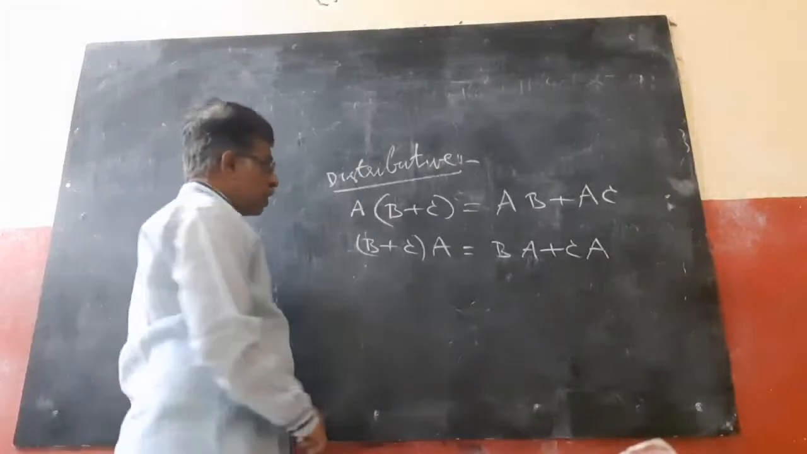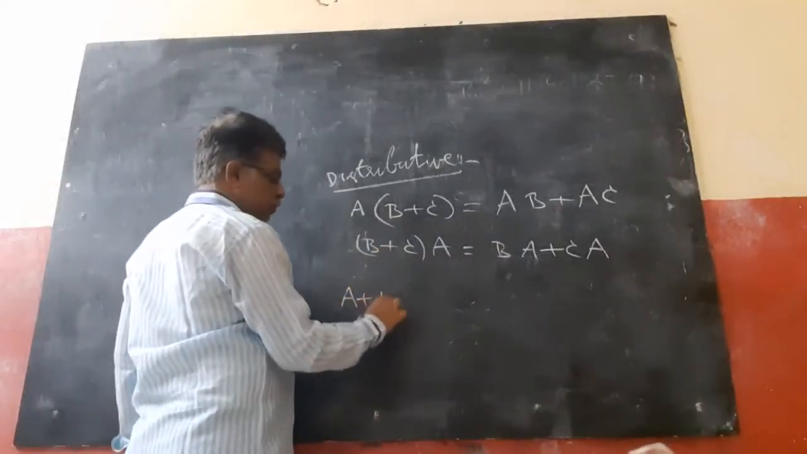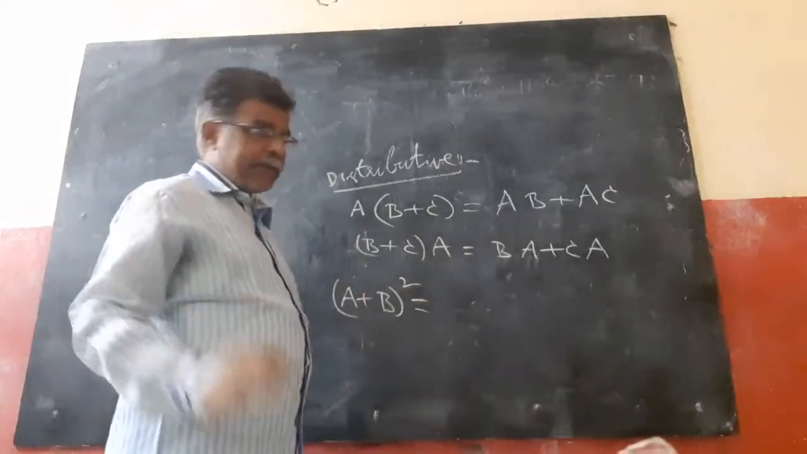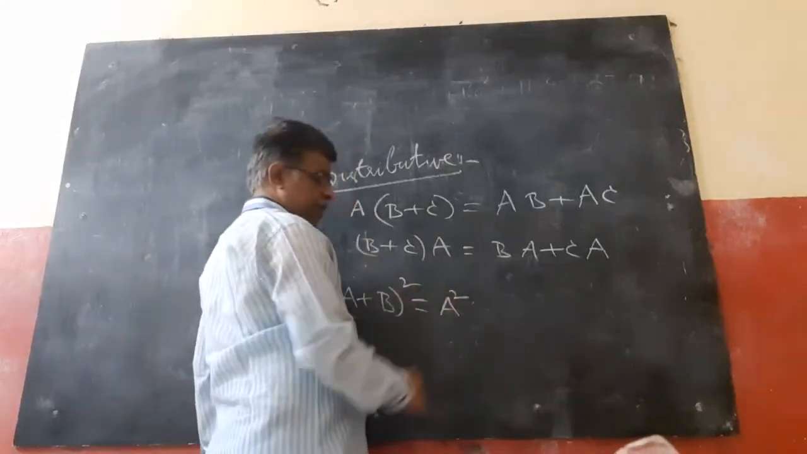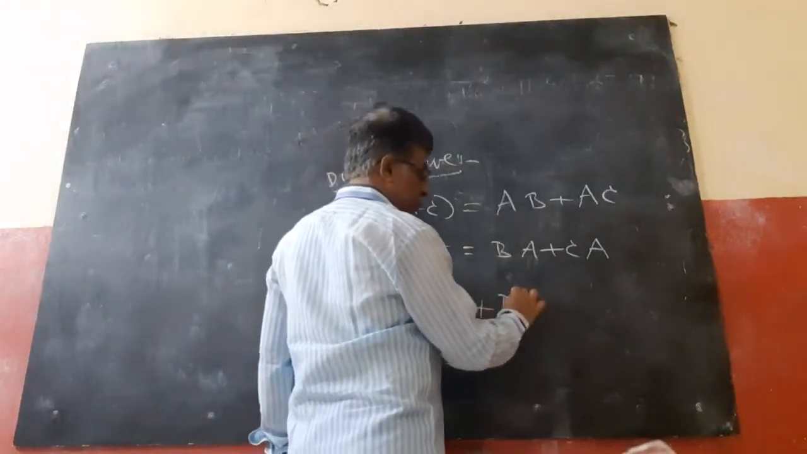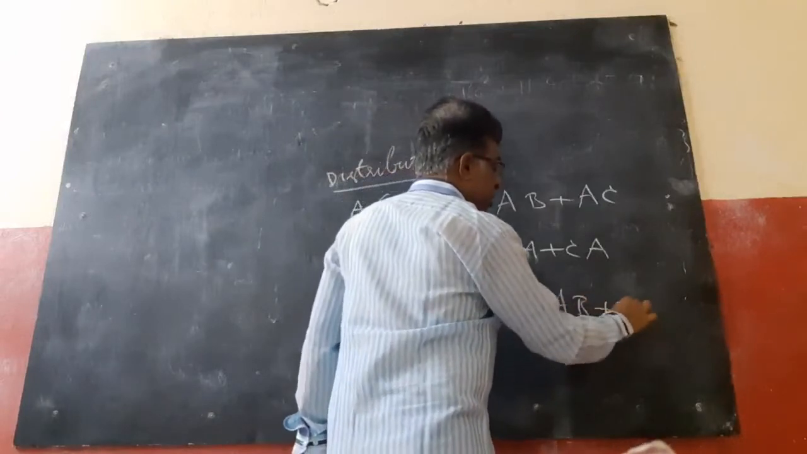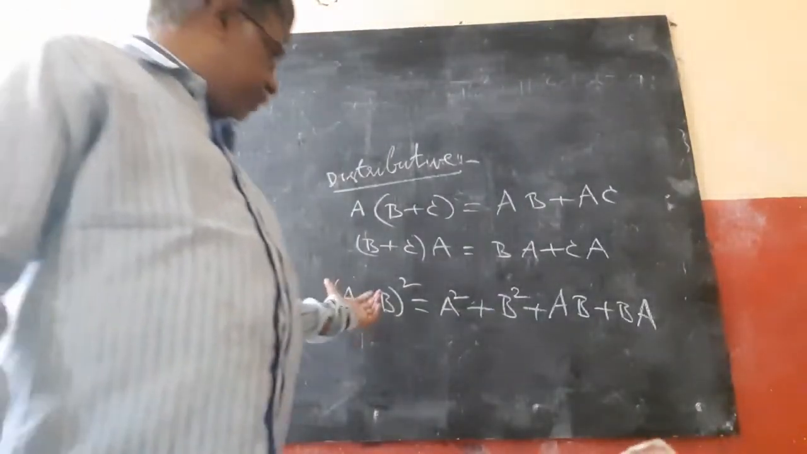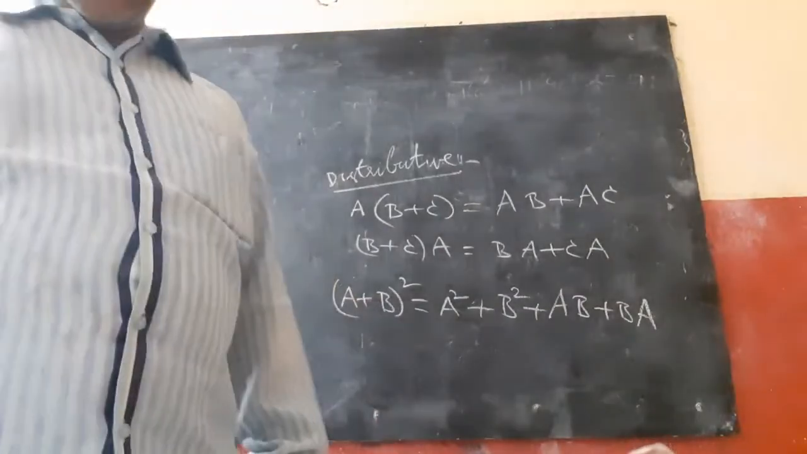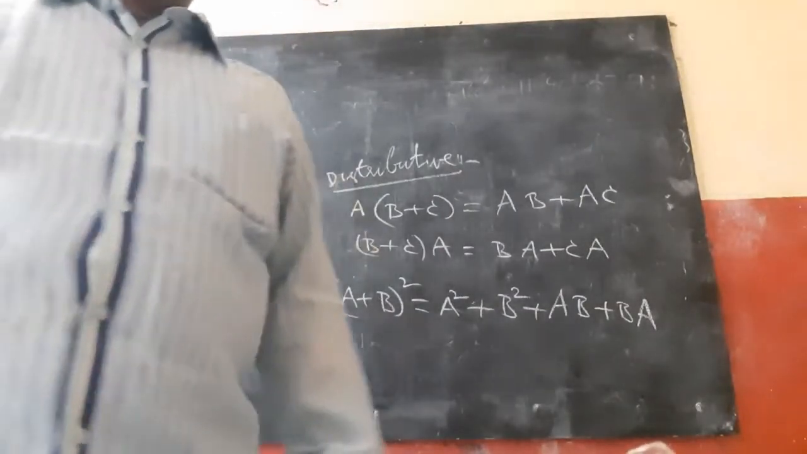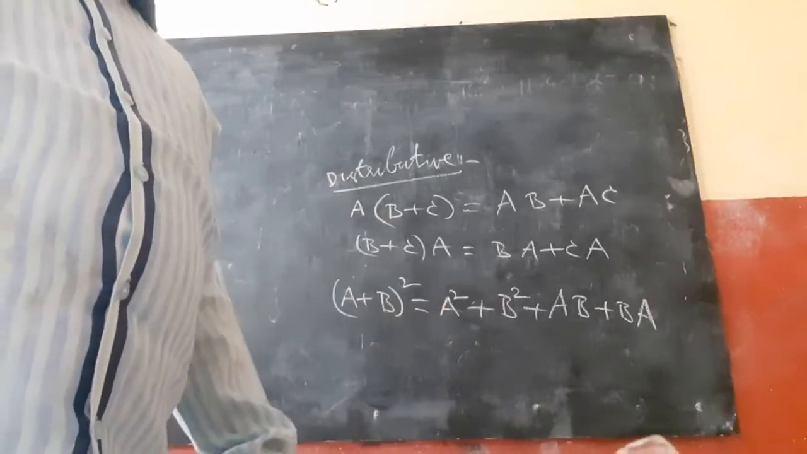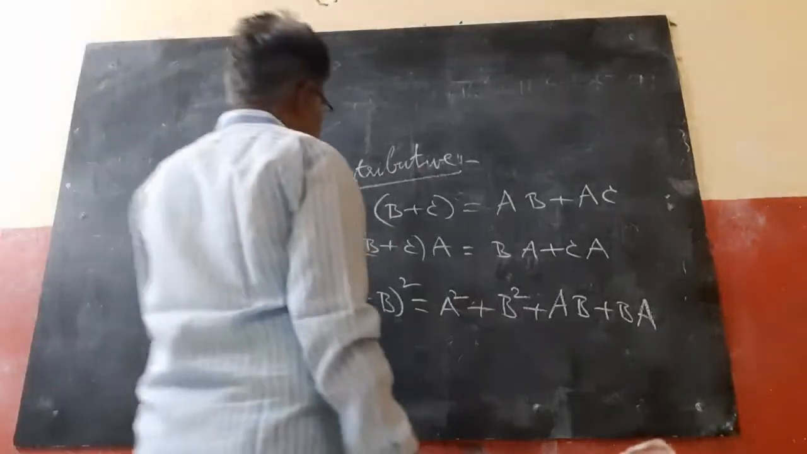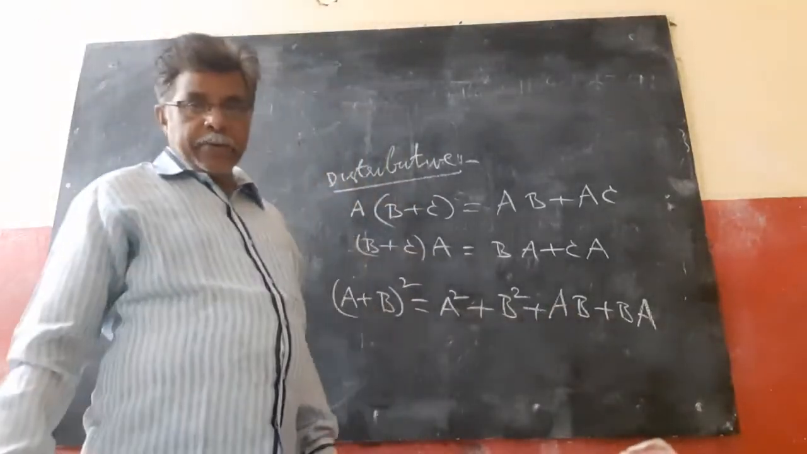Next, using this, if you want to multiply A plus B whole square, you can't write A square plus B square plus 2AB. If you multiply properly using the distributive property, you will get A square plus B square plus AB plus BA. Similarly for A minus B whole square. Just by using the distributive property, you can get the A plus B whole square and A minus B whole square formulas. So you should do right-hand and left-hand multiplication properly. So A plus B whole square equal to A square plus B square plus AB plus BA.